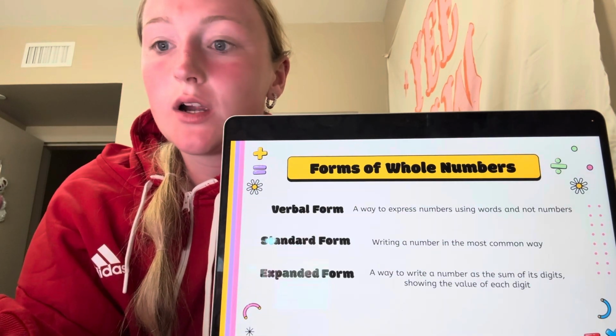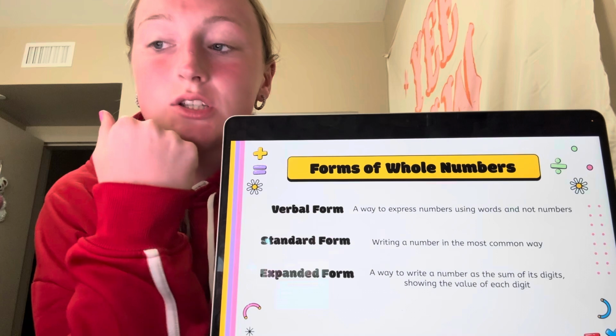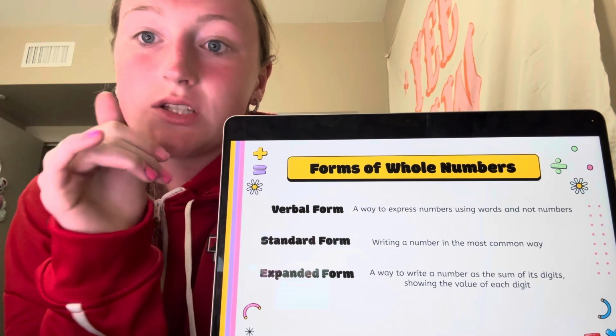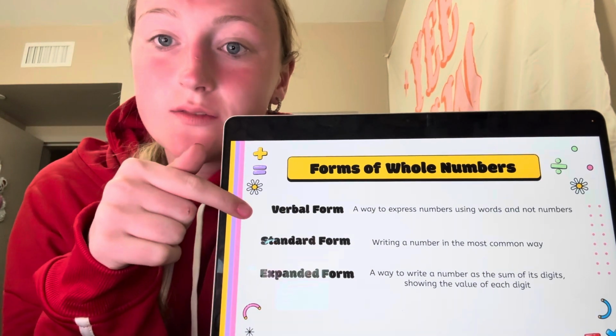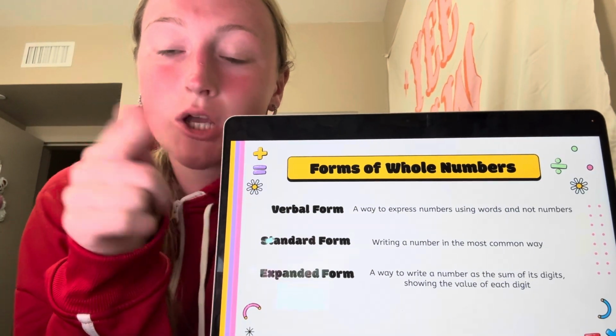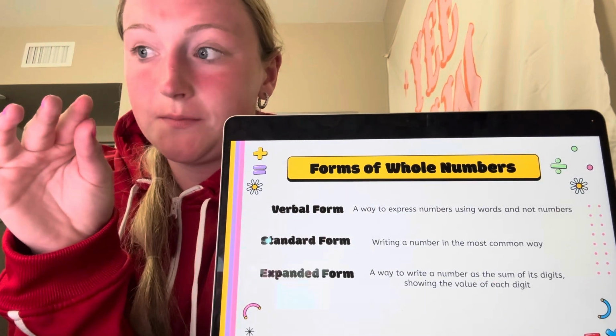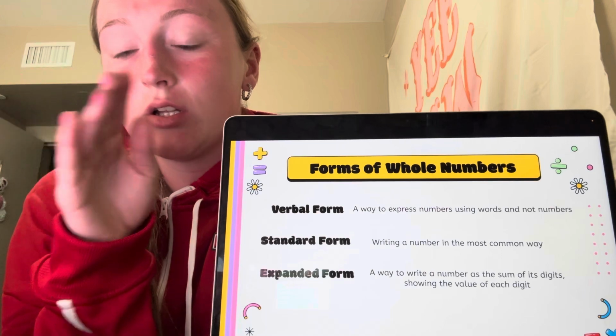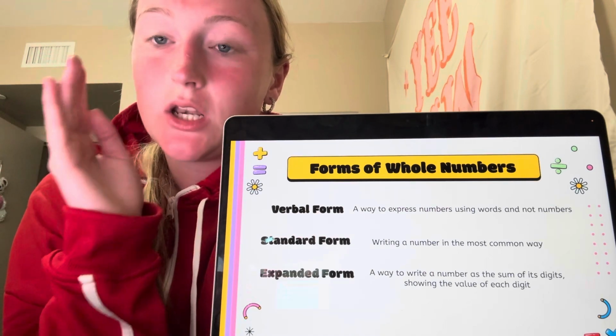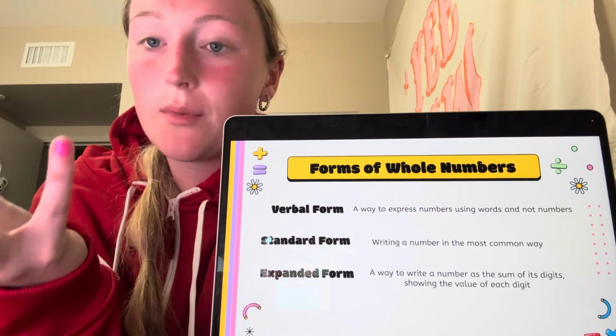Next, we're going to go over the forms of whole numbers. So there's all different ways to express whole numbers. So the first form that we're going to talk about is verbal form. So with verbal form, you spell out the number. So you're using words and not numbers to show the number.